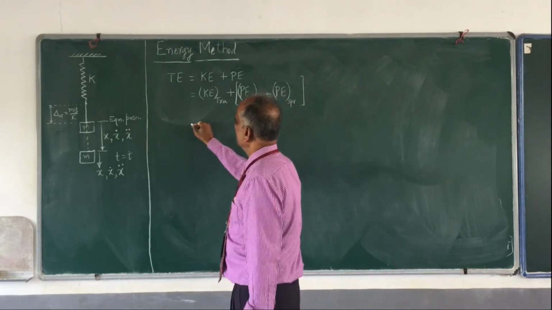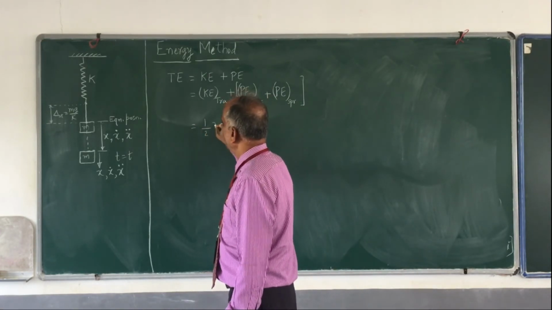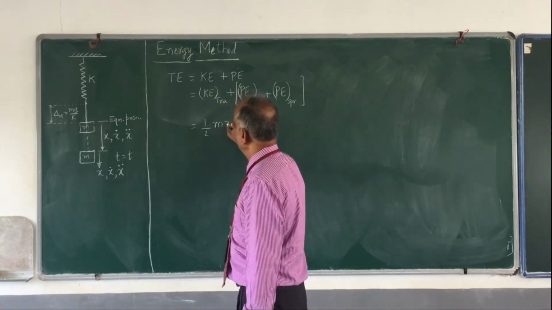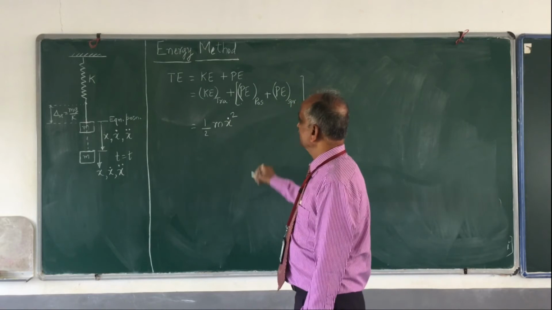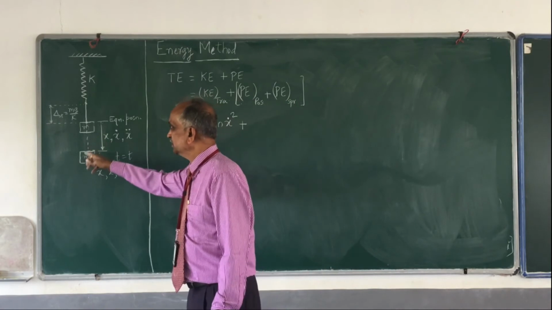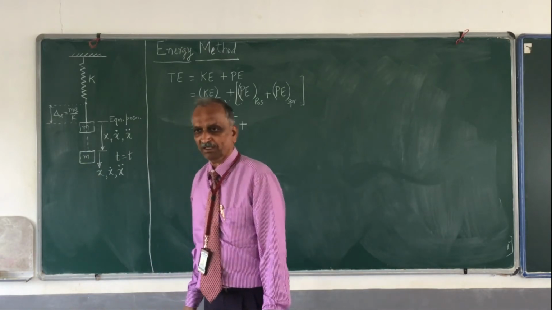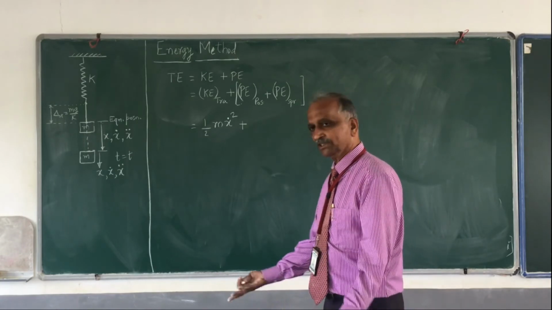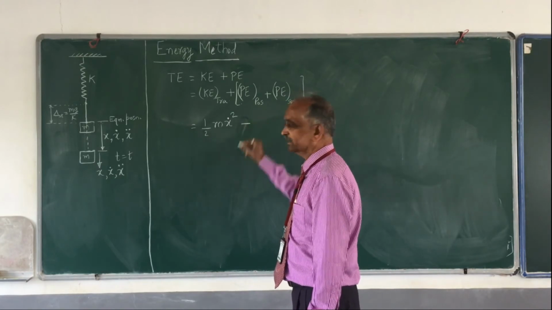Now let me calculate the kinetic energy due to translation. As I have said, half mass m into velocity squared. What is velocity? x dot. So x dot squared. Then the potential energy due to change in position. With respect to the equilibrium position, the mass has come down. Therefore, has its potential energy increased or decreased? It has decreased. Therefore, it is minus.